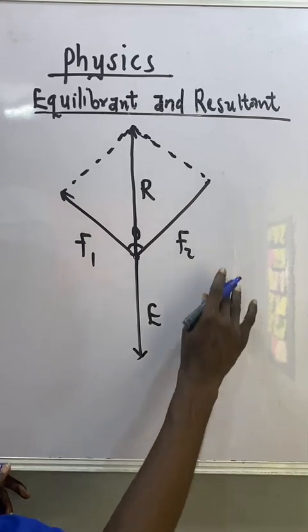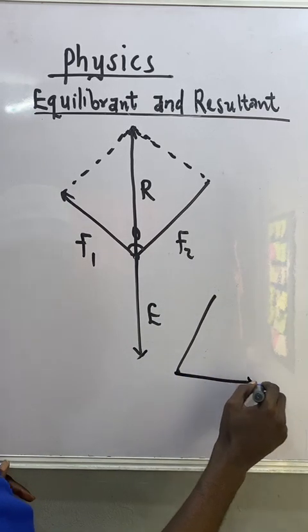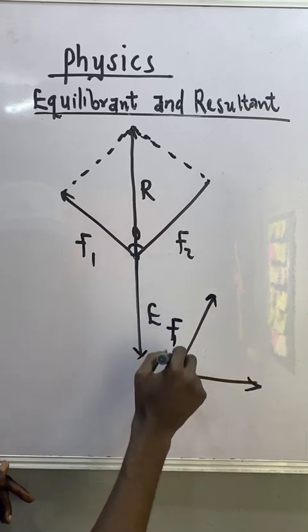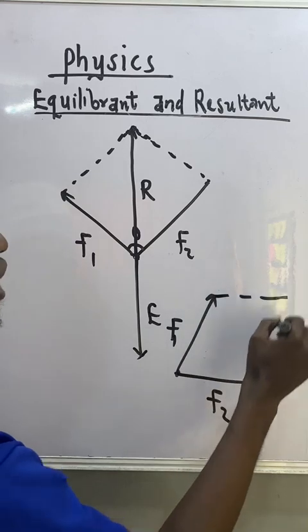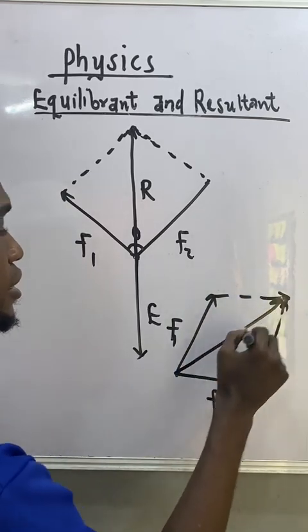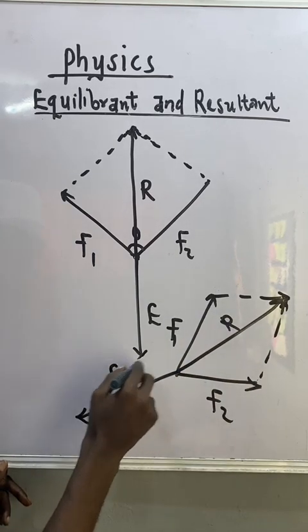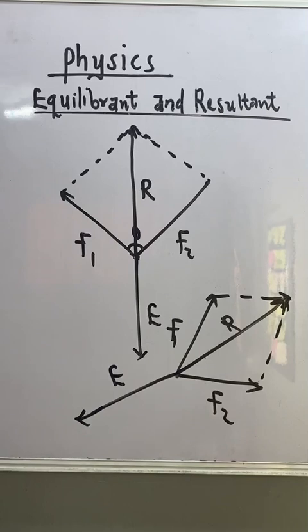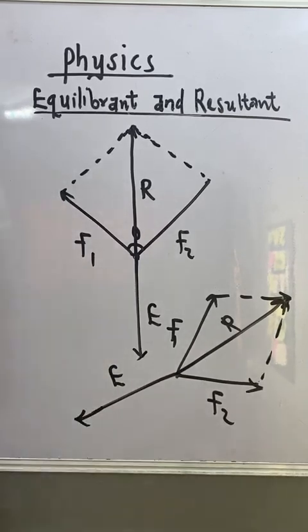Similarly, if you have the diagram like this, just like this is F1 and this is F2, for the resultant we go by completing this parallelogram. The resultant goes like this, and the equilibrant goes down like this. So both must have the same effect. That's just the simple difference between resultant and equilibrant.